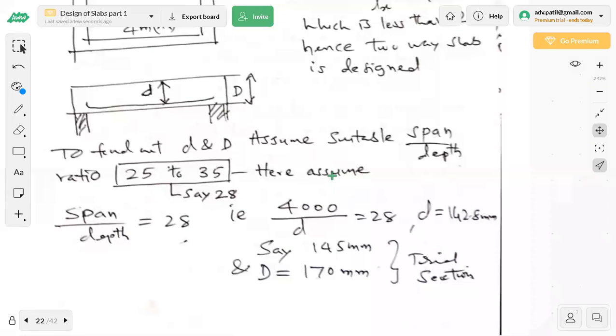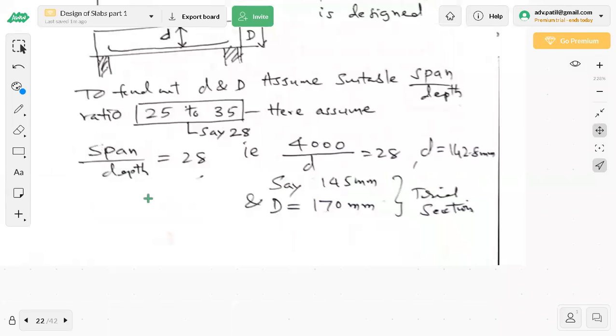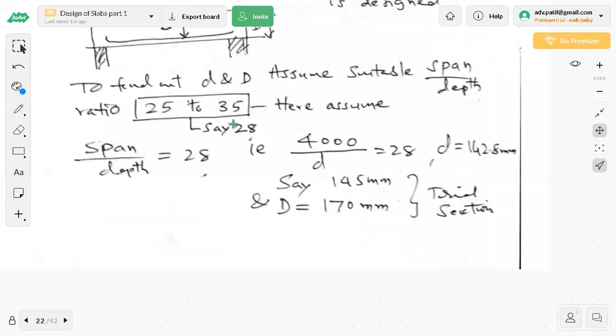You fix up the depth. Start with your trial depth. In case of two-way slab, the span by depth ratio is between 25 to 35. I have selected say 28. As I told you, anything is okay in this range. So span by depth of 28 is taken as a trial.